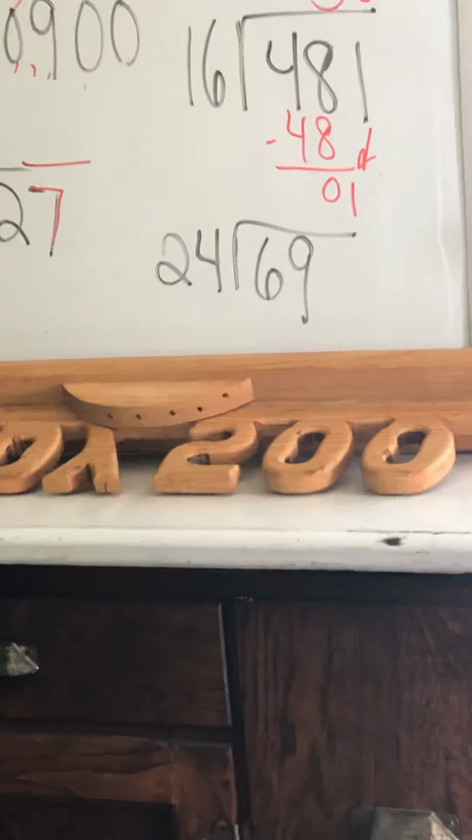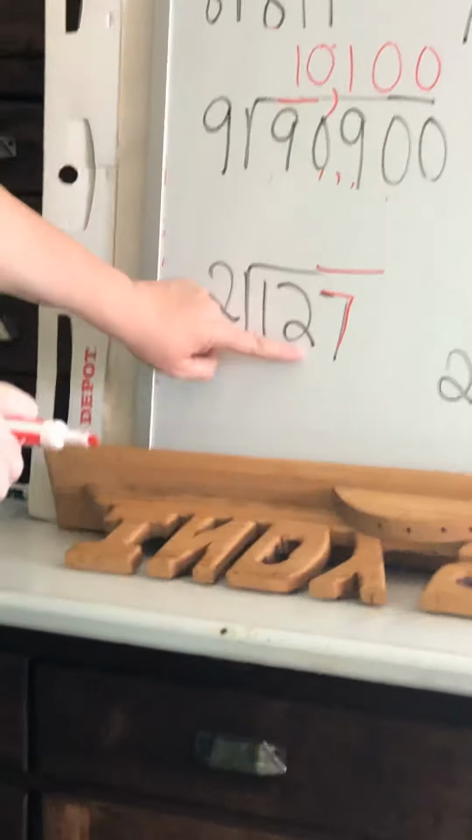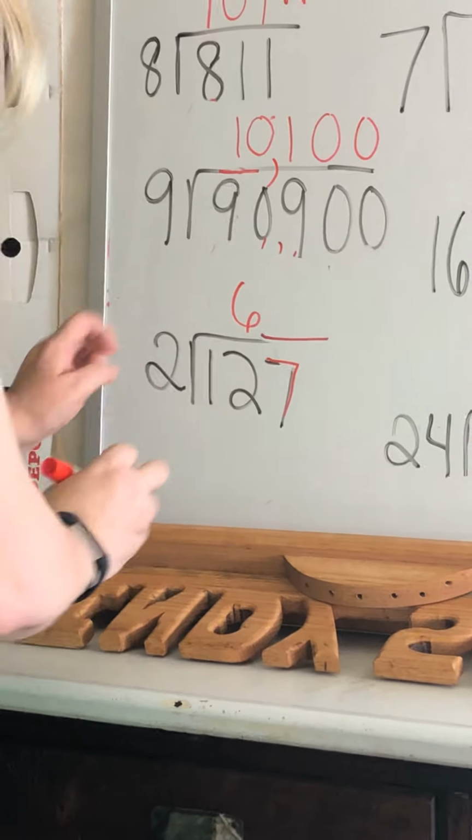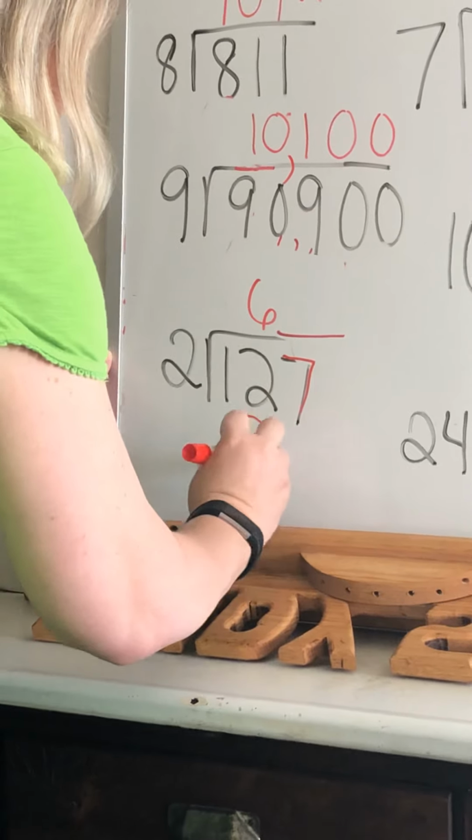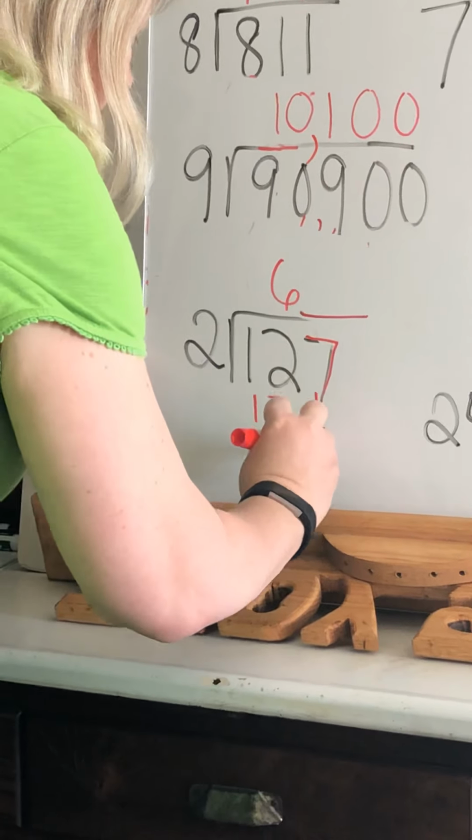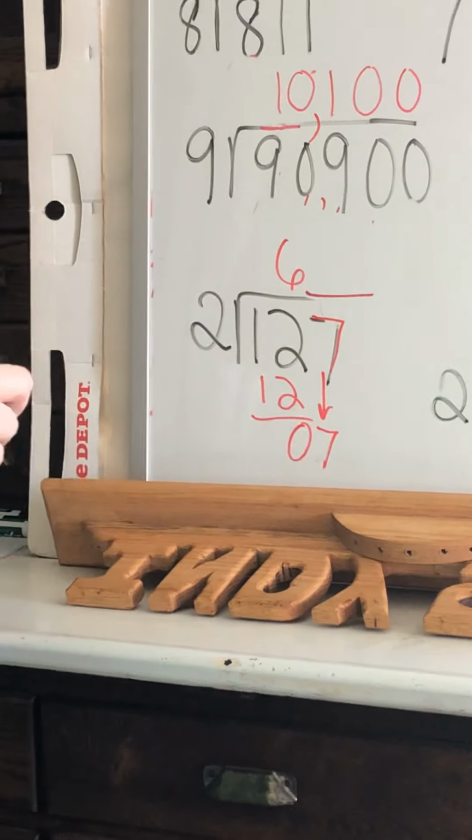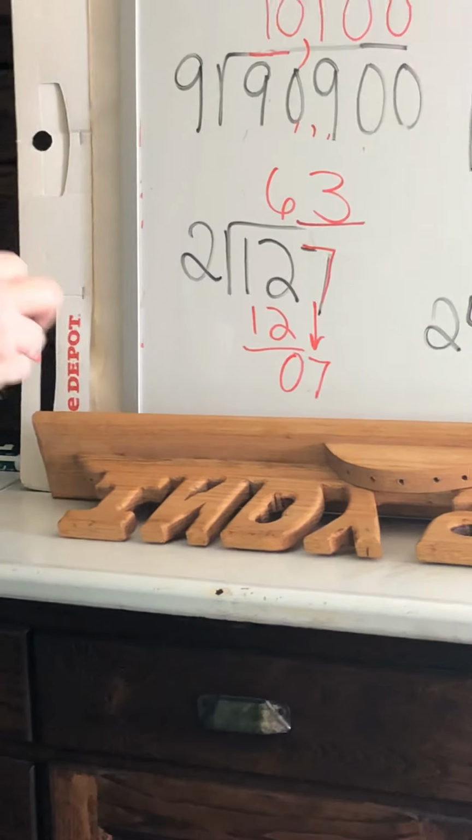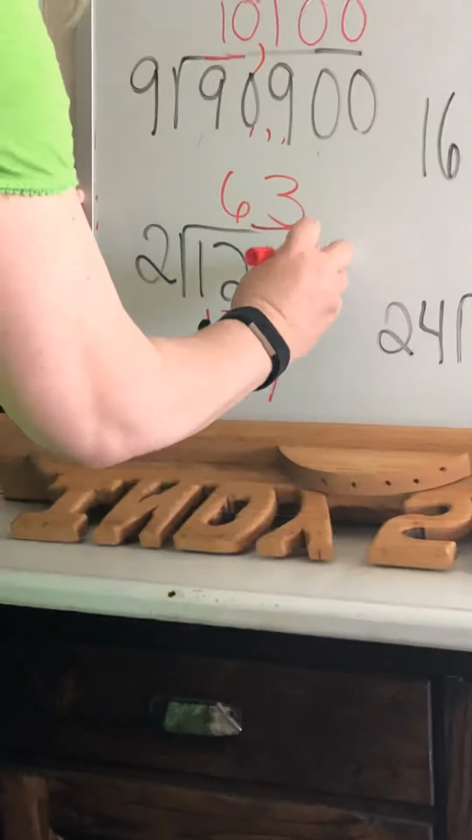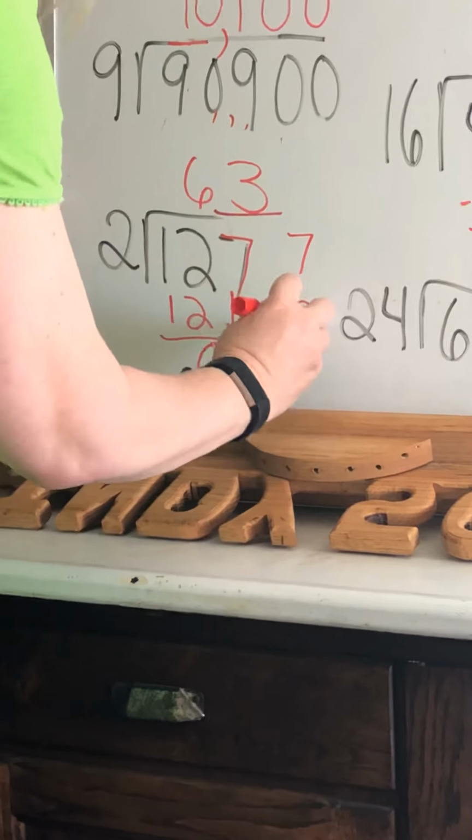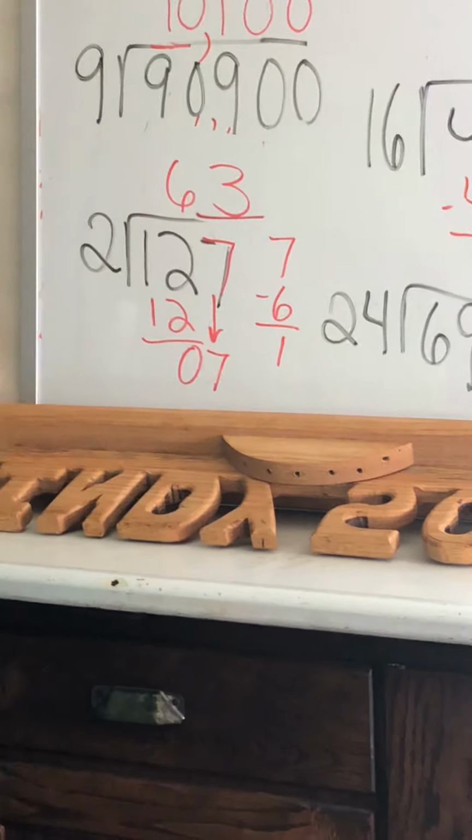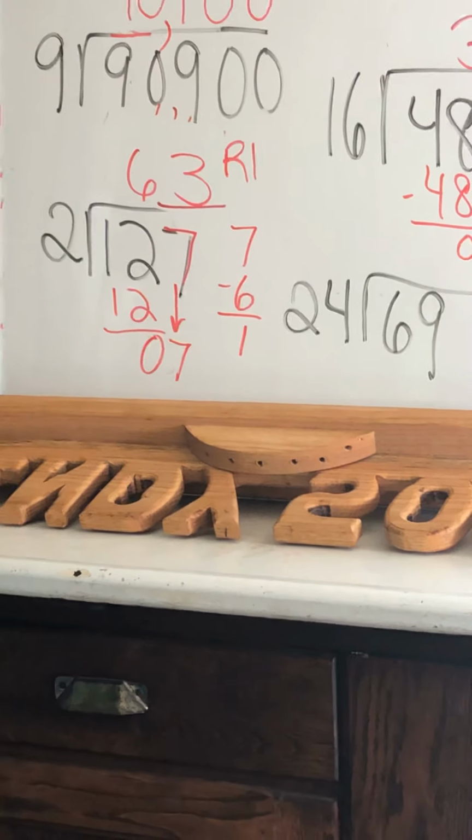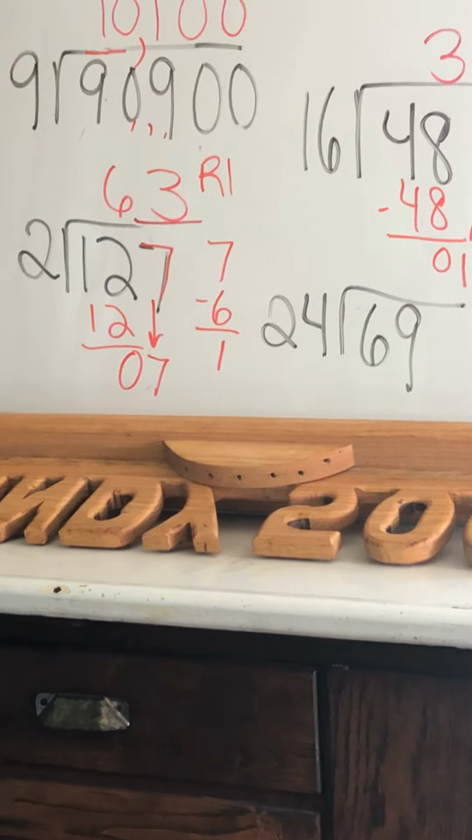Alrighty, so now we're going to go 2 goes into 12 6 times. 2 times 6 is 12. There's nothing left over. Bring down the 7. 2 goes into 7 3 times, and then 2 times 3 is 6. Now, this is going to become a 7 minus 6, and you're going to have a remainder of 1. Okay, so your answer is 63 with a remainder of 1.